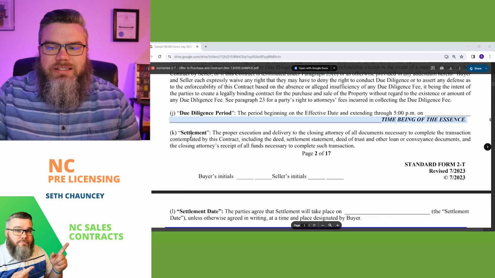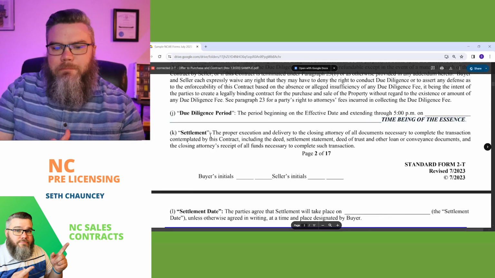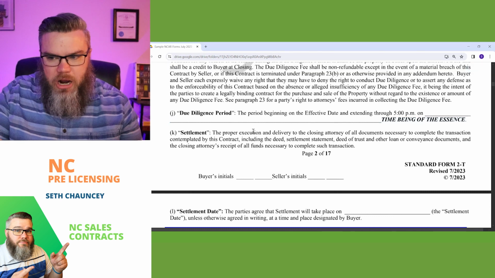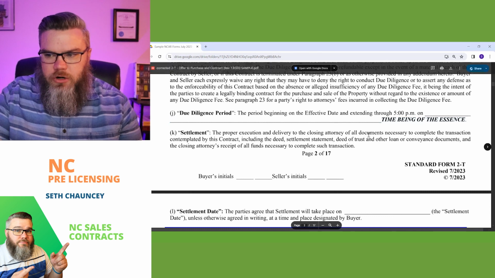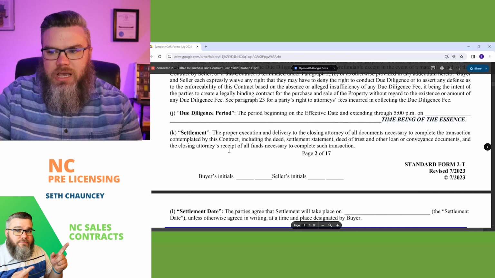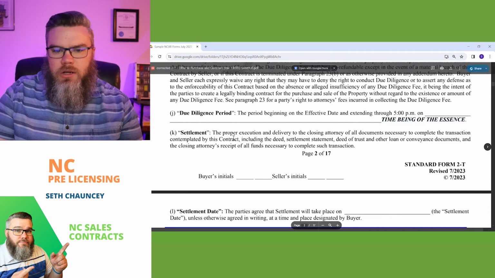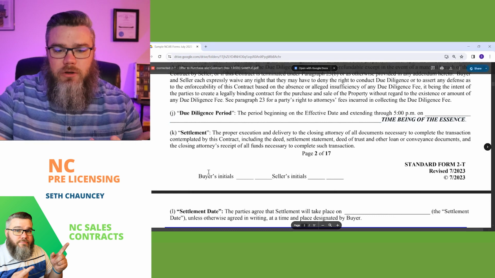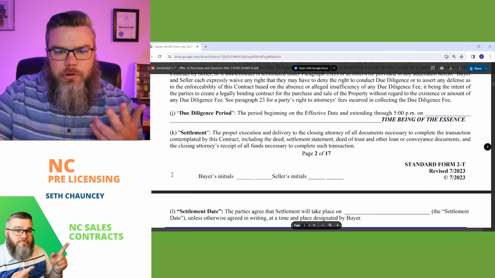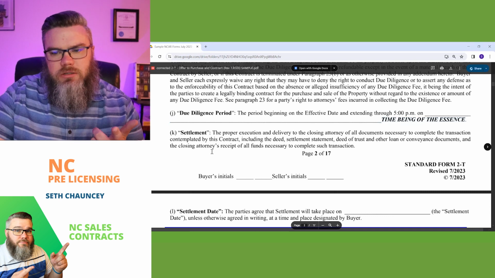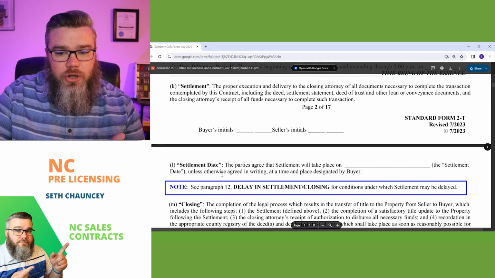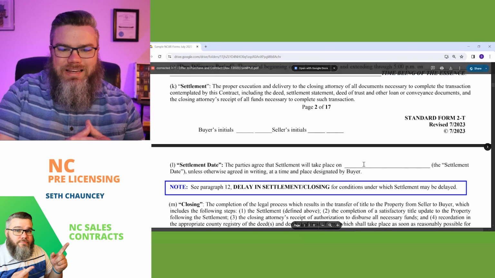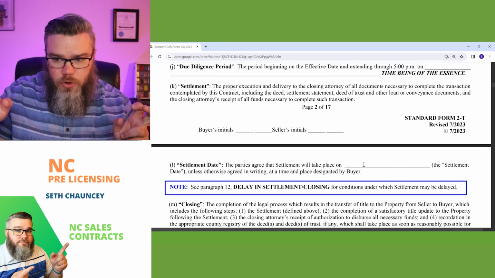So as this goes on, settlement, remember, settlement is the meeting. Settlement is the proper execution and delivery to the closing attorney of all documents necessary to complete the transaction contemplated by this contract. So this is where all parties go to sign. And it's an attorney handling it in North Carolina. In other states, we said this settlement meeting could be handled by title companies. So the settlement date is a negotiation point. When are we all intending to go to settlement and or close on the property?